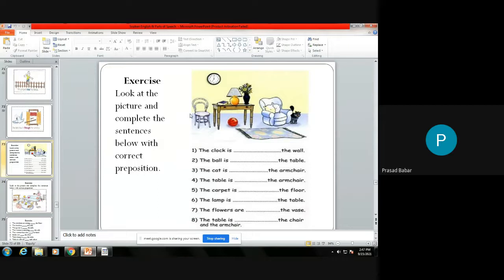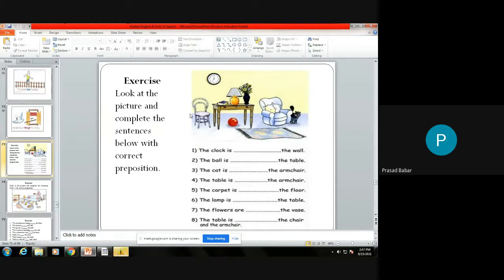Then the fifth example, the carpet is dash dash the floor. On the floor, correct. The carpet is on the floor. ते कार्पेट कुठं आहे? त्या फ्लोअरवर, त्या जमिनीवर अंथरलेलं आहे. Okay, so the carpet is on the floor.